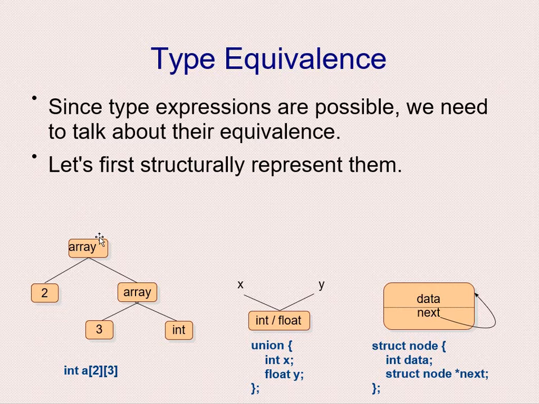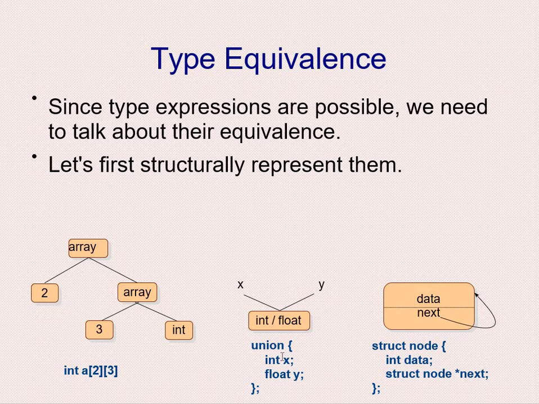Suppose here we have taken 3 examples. This one is representing an array, this one is a union structure, and this one is the structure of a node. Here the array is of integer type, a 2 by 3 two-dimensional array. Suppose we have represented it in this manner.